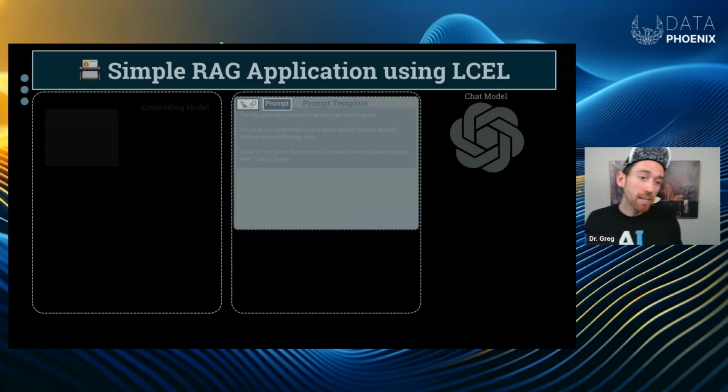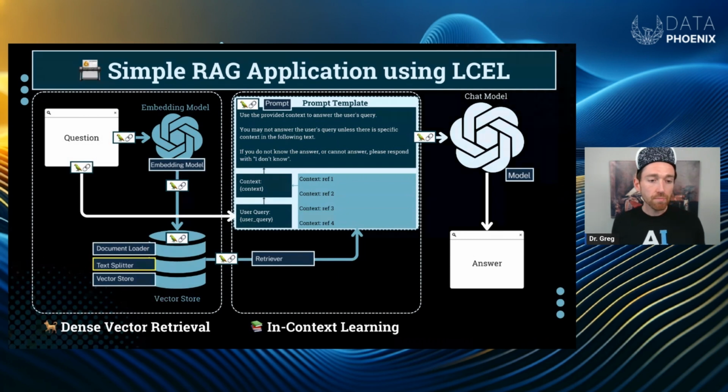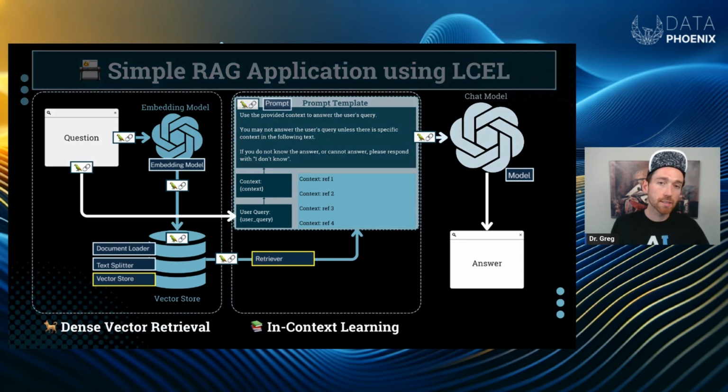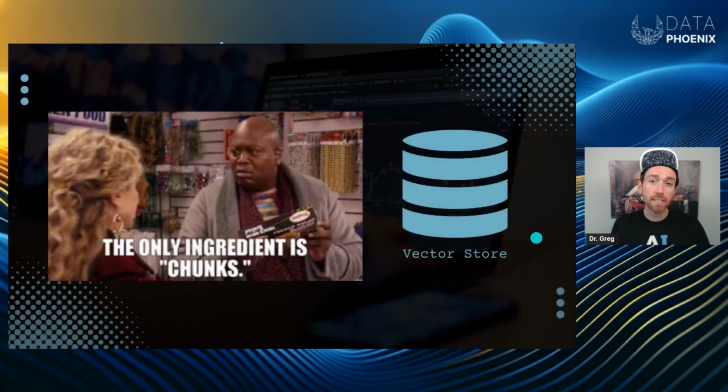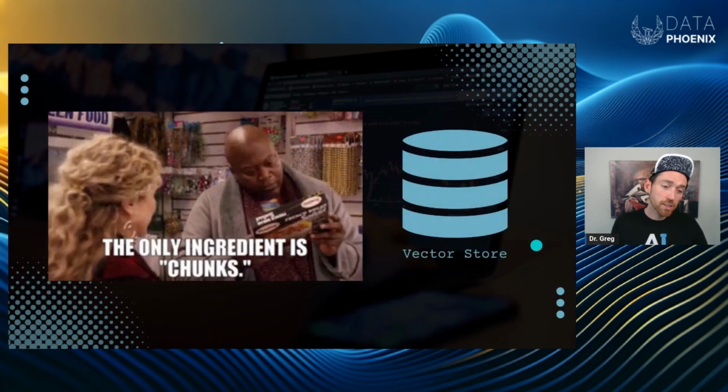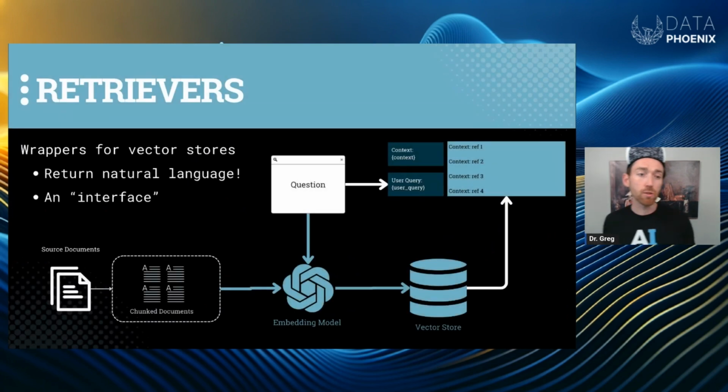And when we think about the vector store and retriever, these are also core components that we want to focus in on, because a lot of these will have a big effect on our retrieved context. The vector store is real simple to build. We load the docs, we split the text, we do the embeddings, we store the vectors. Yes, it's just a database full of vectors. And in fact, the only ingredient is chunks in that database. So it's pretty straightforward. We've already talked about the retriever being the wrapper. It's essentially a more general interface than a vector store.